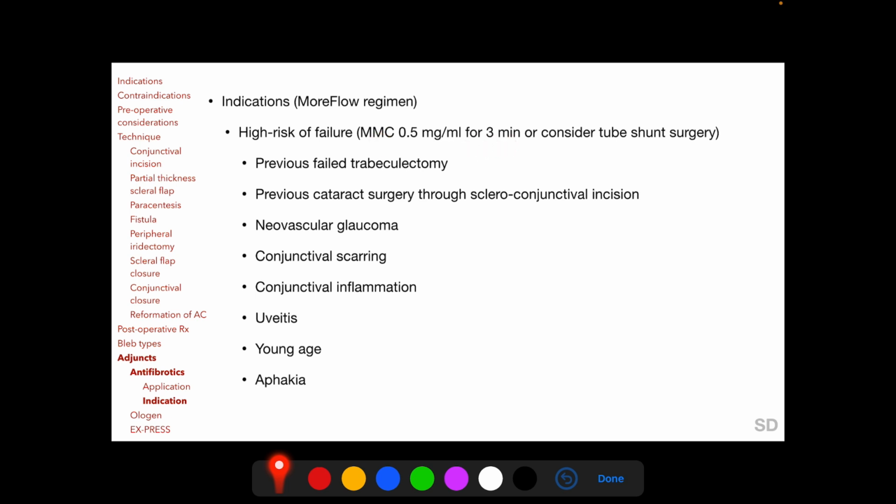for 3 minutes or to consider tube shunt surgery, and these include previously failed trabeculectomy, previous cataract surgery through scleroconjunctival incisions, neovascular glaucoma, conjunctival scarring, conjunctival inflammation, uveitis patients, young patients, and patients with aphakia.